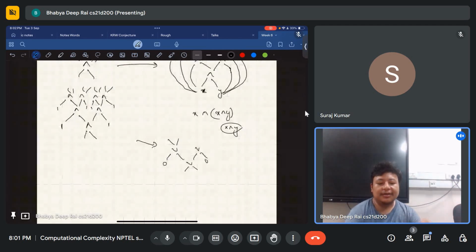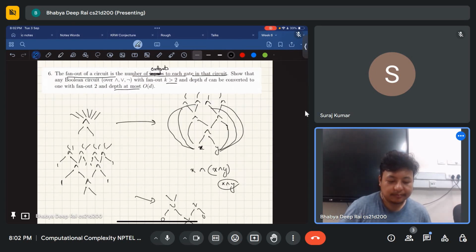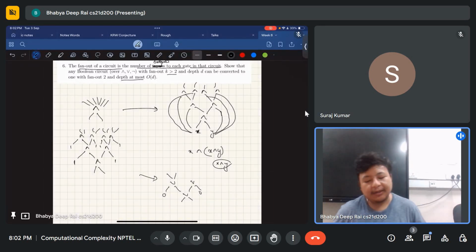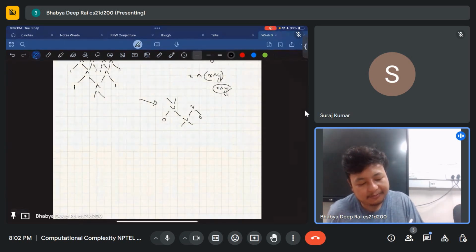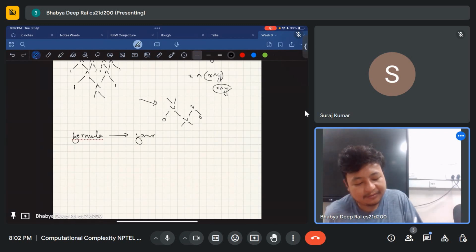But yeah, so this is about the fan in and fan out, and we can use the same depth argument to show that the depth is at most order log. Okay, and I think that is it. Now, the question is, what is a formula? A formula is a fan out 1 circuit.